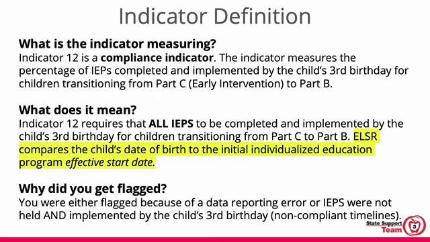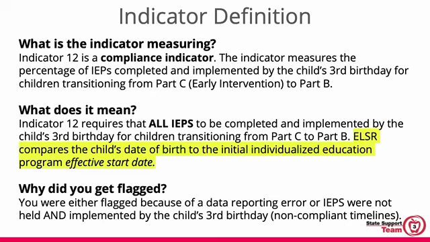When we say compliance indicator, in this case, we mean that 100% of children transitioning from Part C must have IEPs completed and implemented by the child's 3rd birthday. To ensure this is the case, ELSR compares the child's date of birth to the initial individualized education program effective start date, as listed on the IEP. This effective start date must be on or before the 3rd birthday. There are a few exceptions to this rule that we will discuss on the next slide.